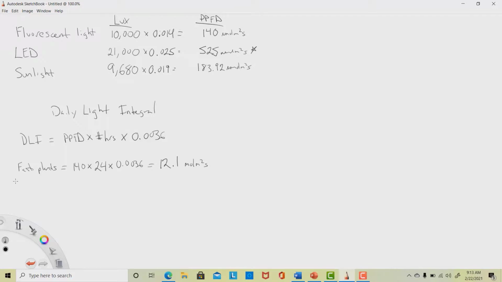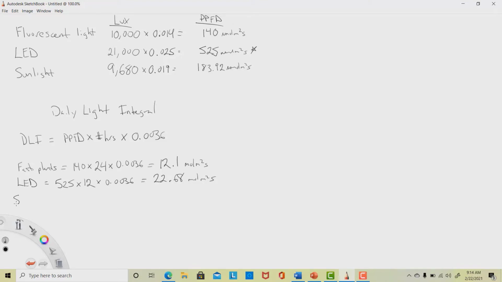If we were using that LED grow light that I used to start some plants indoors, we are going to look at our PPFD, which is 525 times, in this case I'll say I'll run it for 12 hours a day, times 0.0036. And let's see what that is going to be. That is 525 times 12 times 0.0036. And that gives us 22.68 moles per meter squared per day.